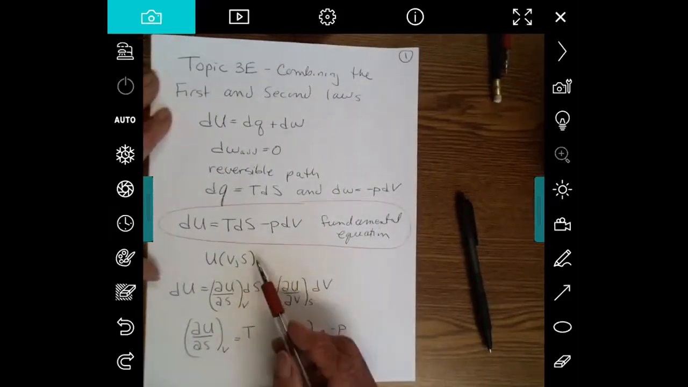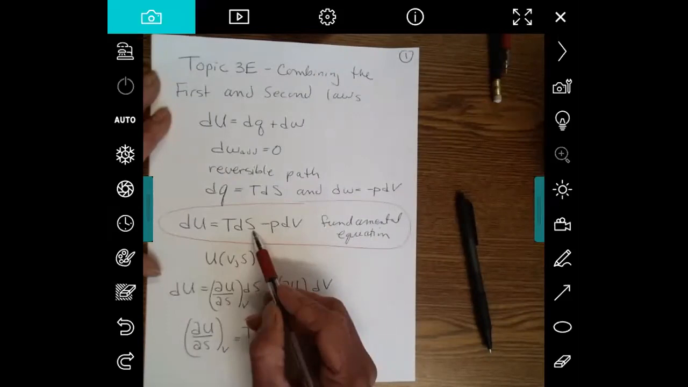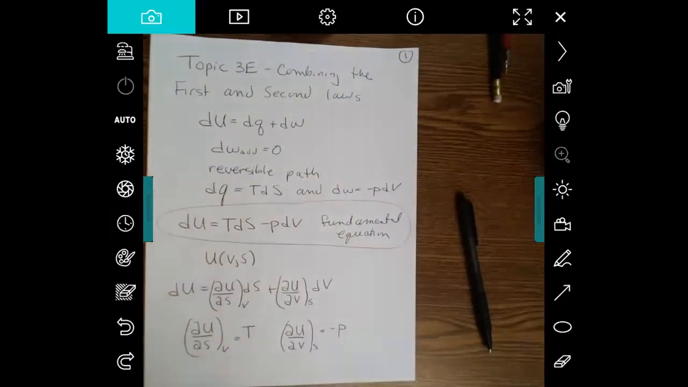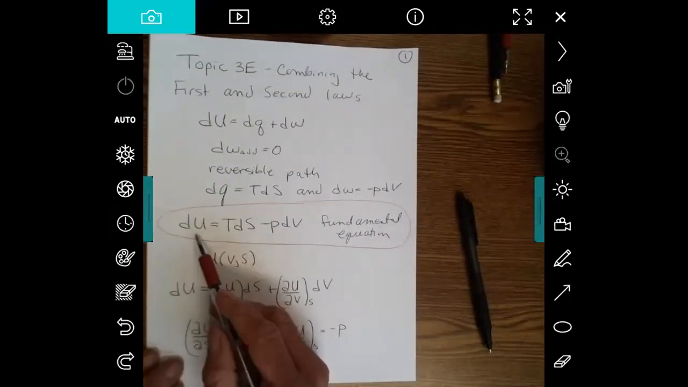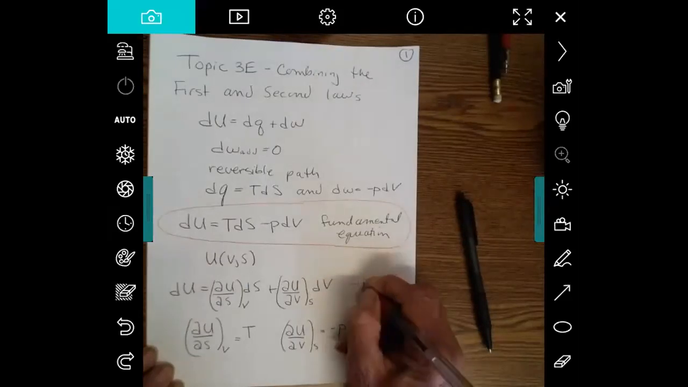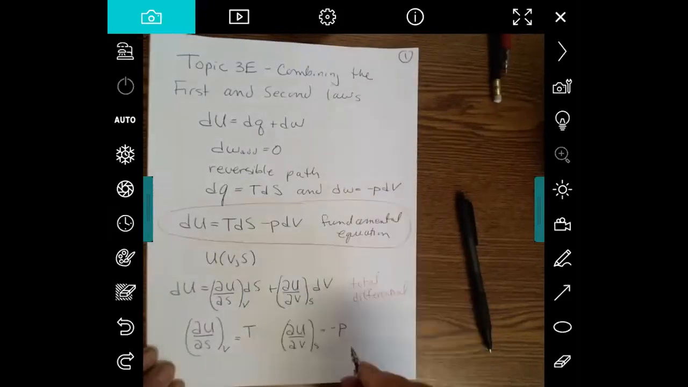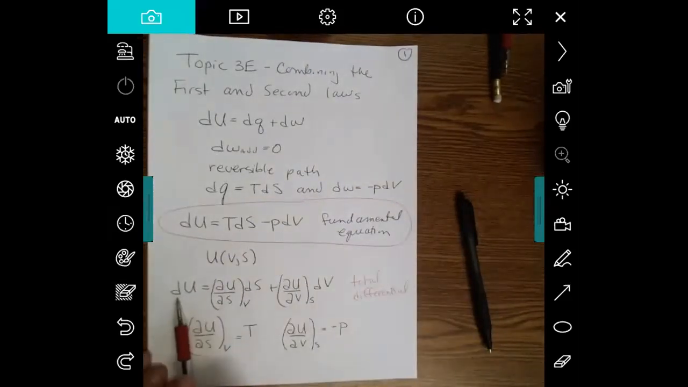What this tells us as we look at calculus is that you could define internal energy to be a function of entropy and volume, because this equation is showing you how internal energy changes when entropy and volume change. So if we pick the two variables to be volume and entropy, then we could write the total differential from calculus. The total differential would be: internal energy changes if entropy changes and if volume changes. And the proportionality constants are these partial derivatives.